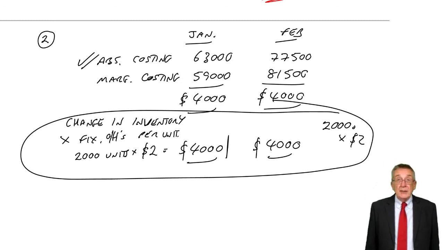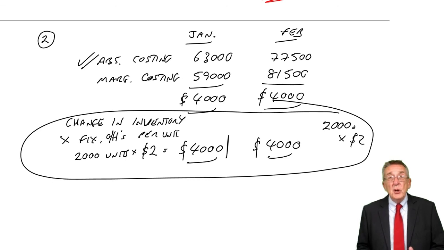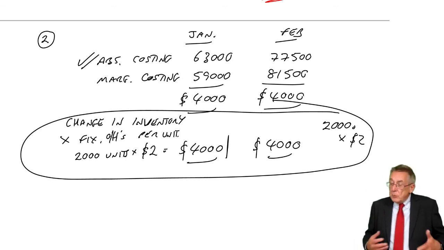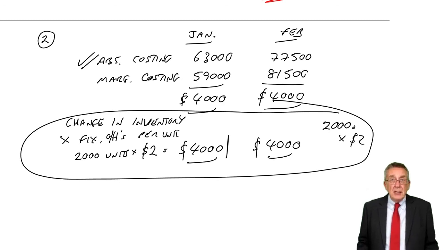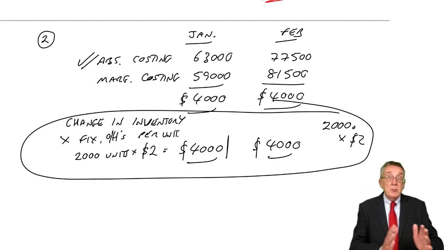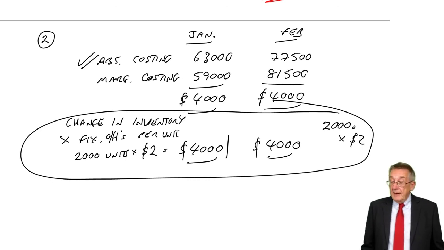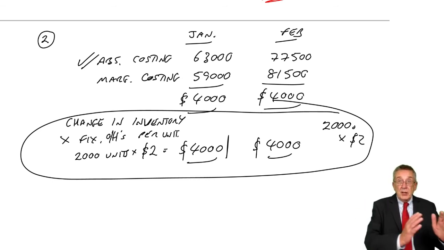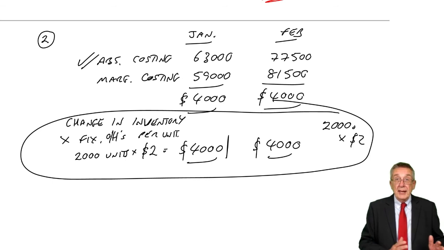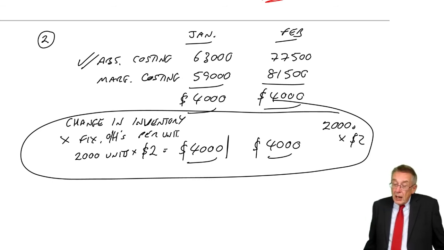But management accounts, we do whatever we want. There's no rules. And if we want to do it marginal, we do it marginal. All that matters is we do it the same way each month. You know, we can't say, oh, what shall I do this month? You either use absorption costing every month or marginal costing every month. And there are arguments.